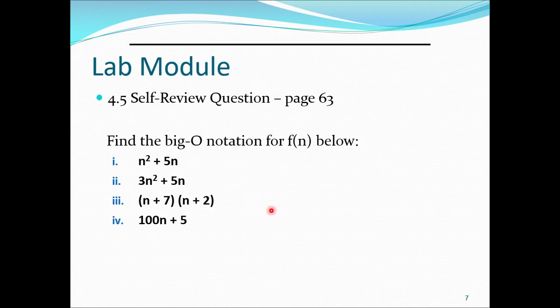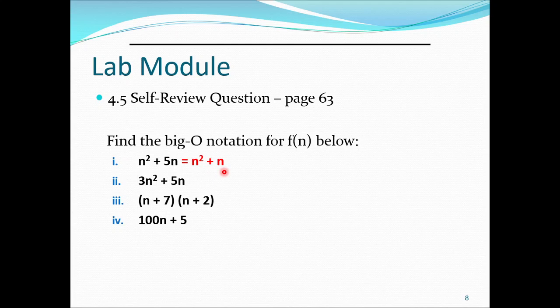Now, if you look at your lab module, self-review question page 63, we have these 4 expressions. We're going to look at how to find the big O notation for all these functions. Okay, first, we look at n squared plus 5n. Then we apply the steps of big O notation. We remove the coefficient 5, which gives us n squared plus n.